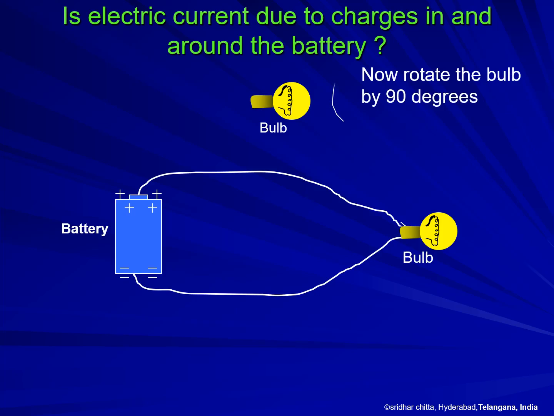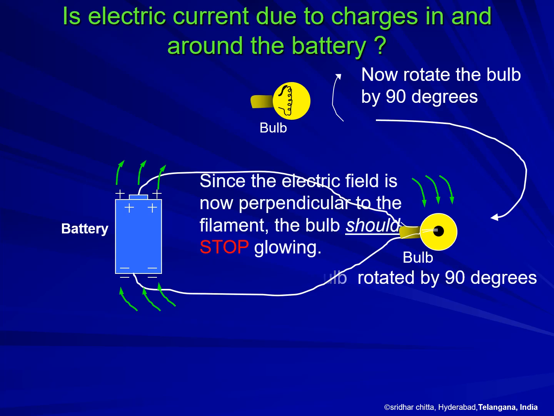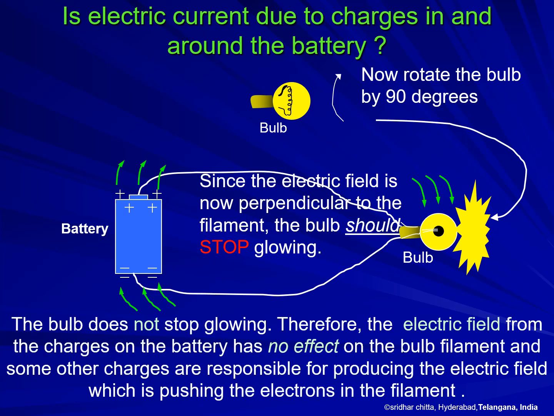Now rotate the bulb by 90 degrees. Since the electric field is now perpendicular to the filament, the bulb should stop glowing. The bulb does not stop glowing. Therefore, the electric field from the charges on the battery has no effect on the bulb filament, and some other charges are responsible for producing the electric field which is pushing the electrons in the filament.